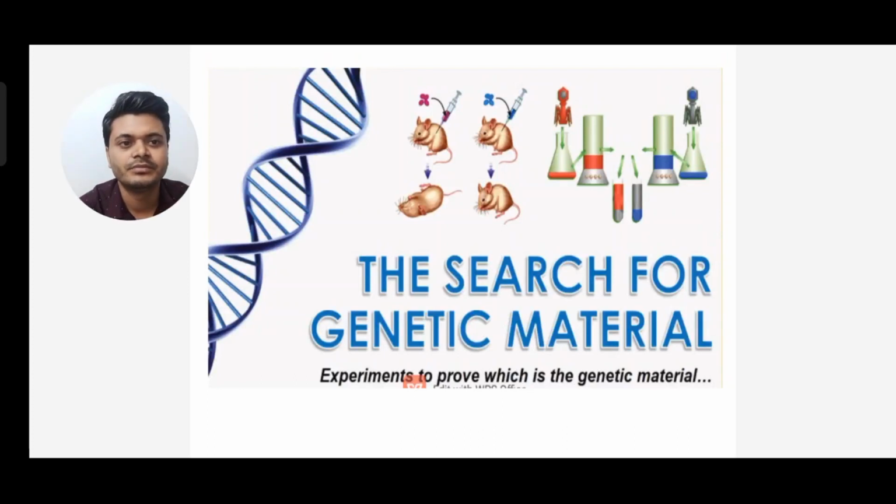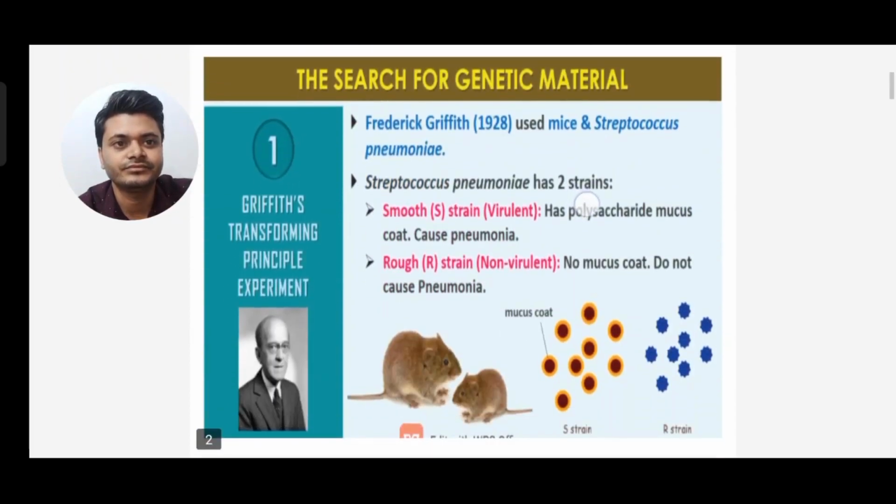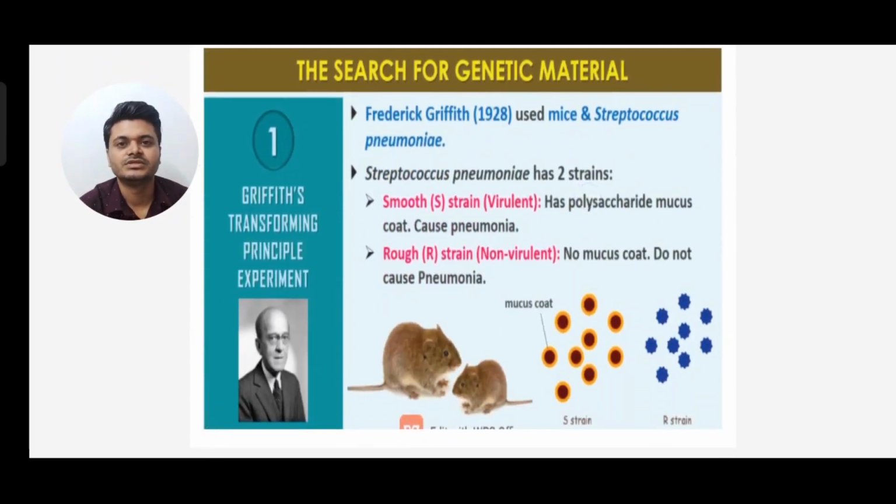Let's start with the topic Search for Genetic Material. Here we'll see the experiments to prove which is the genetic material. This experiment is also called Griffith's transforming principle, where Frederick Griffith in 1920 used mice and Streptococcus pneumoniae. Streptococcus pneumoniae is a bacteria.